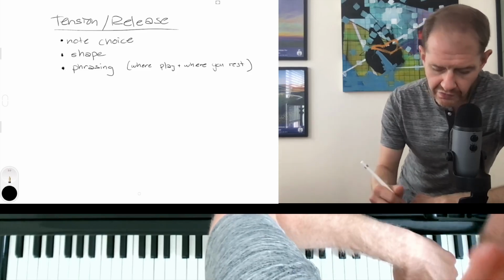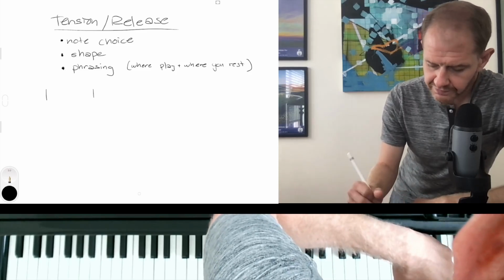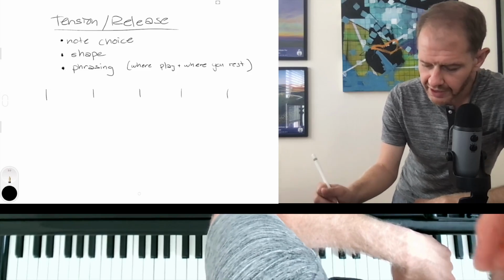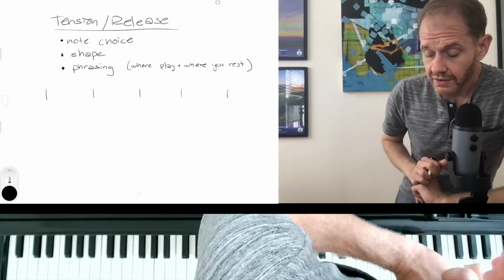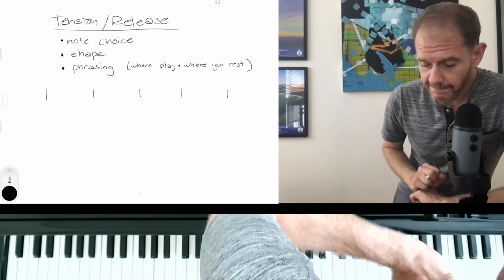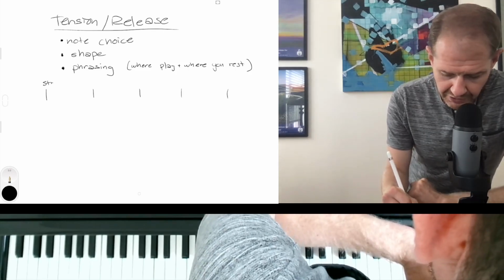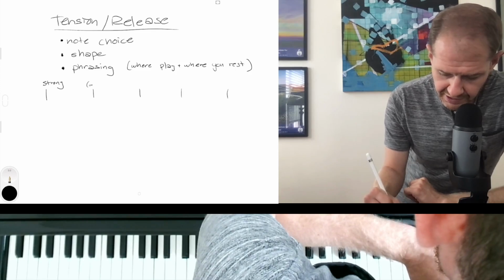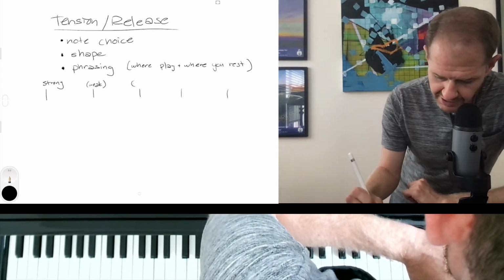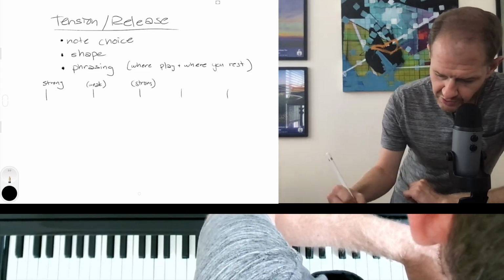Okay, let's define strong rhythmic position. It really depends on our underlying unit. So if we're thinking about measure by measure, the odd number bar lines are going to be strong, and the even number are going to be weak.